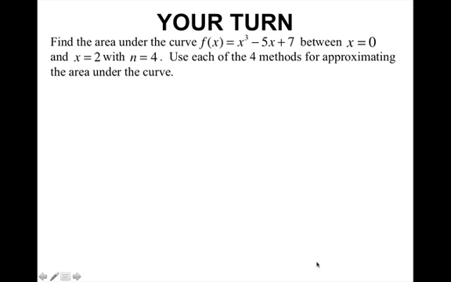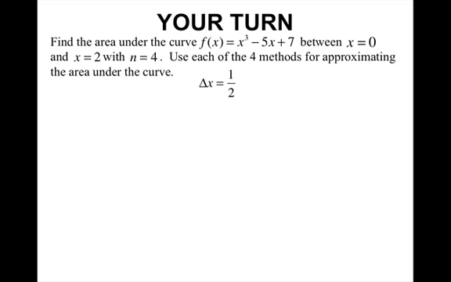All right, your turn. I want you to find the area under the curve of x cubed minus 5x plus 7 between 0 and 2 using 4 rectangles. Use each of the 4 methods for approximating the area under the curve. Yes, I know this is tedious. You may use your calculator, but press pause and go ahead and try it on your own.